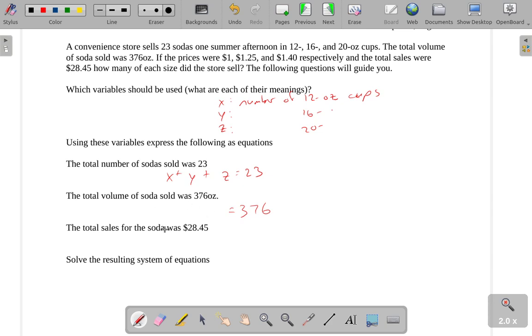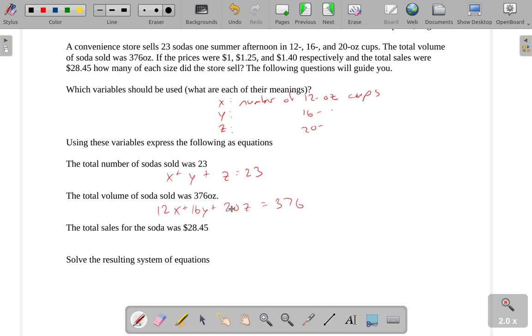We just need to figure out a way to figure out the total volume sold. Well, if I know each 12 ounce cup has 12 ounces in it, that's an assumption on my part, but I'm comfortable with it. Each 12 ounce cup has 12 ounces of fluid in it. I'm going to say 12 times X is the total number of ounces of soda sold, 16 times the number of 16 ounce cups, so 16Y, and 20Z. Let me scoot this over. So that's my second equation.